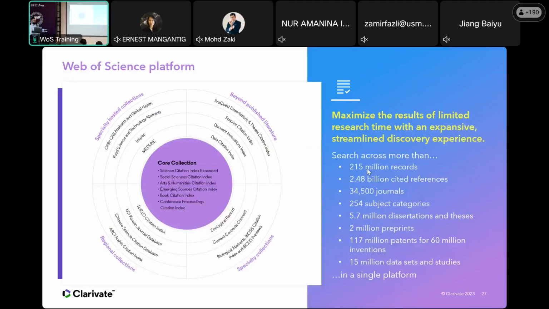So let's jump back to our diagram showing how the different databases on the Web of Science platform relate. In the same angle right here, beyond published literature, we have this Data Citation Index, and it's all about data repositories.